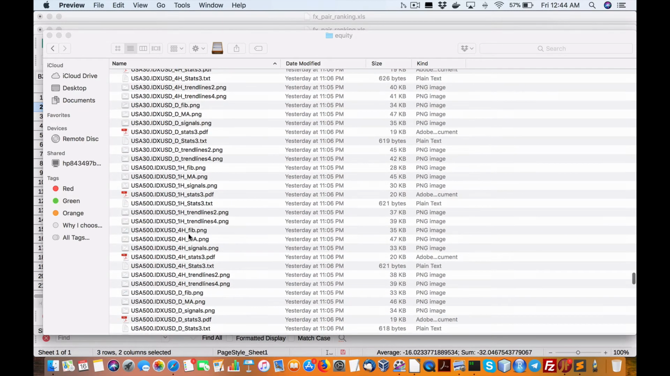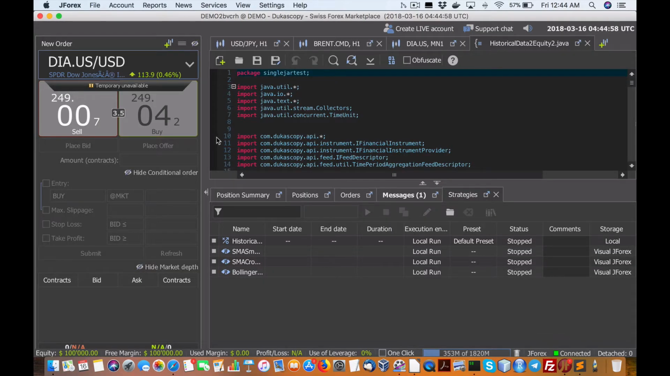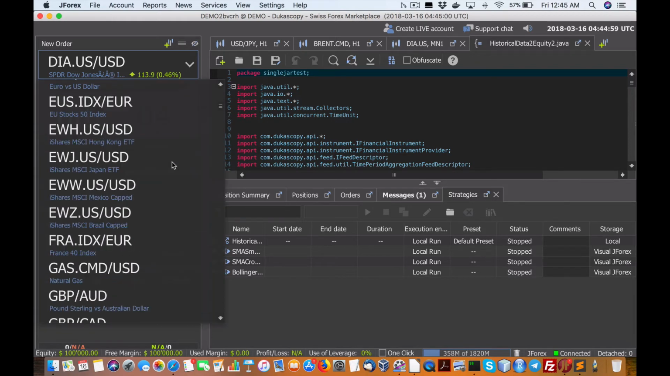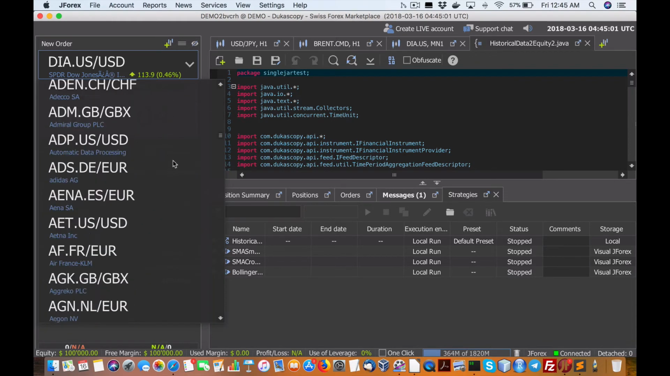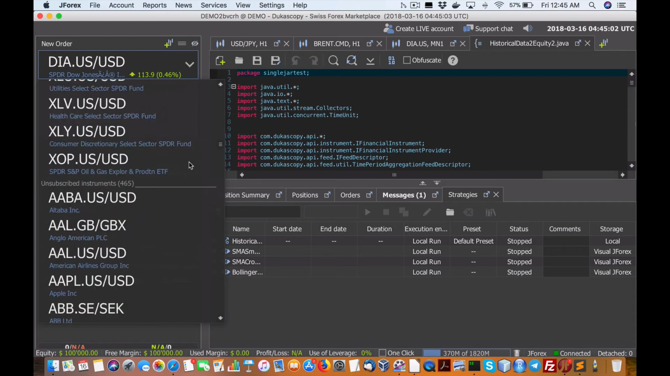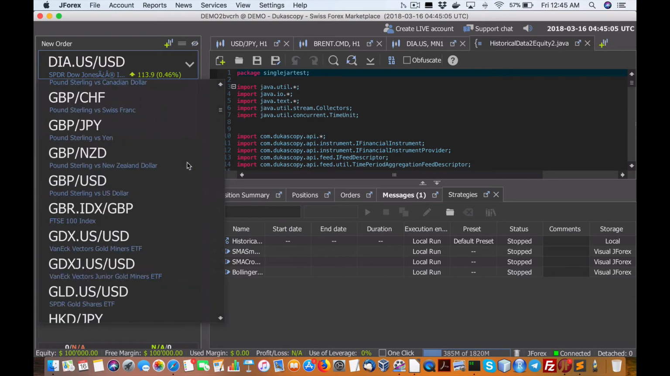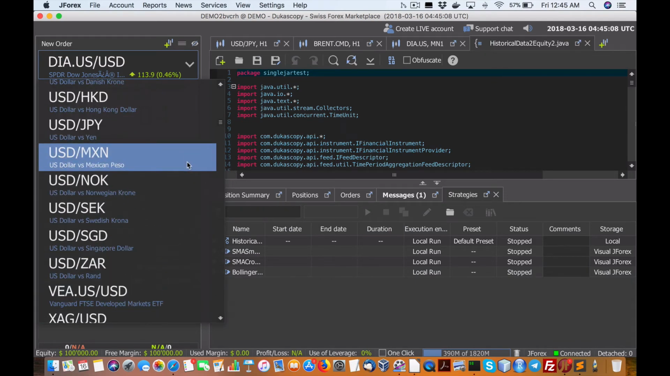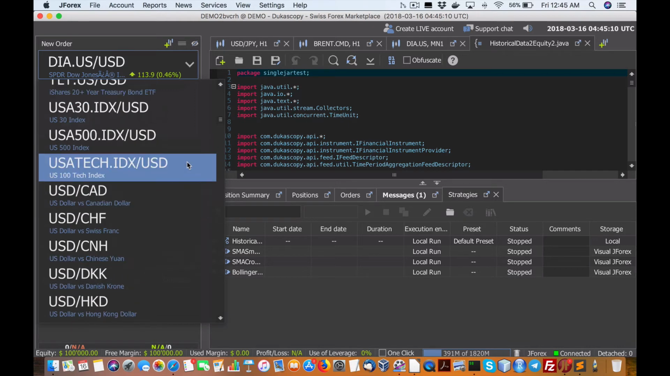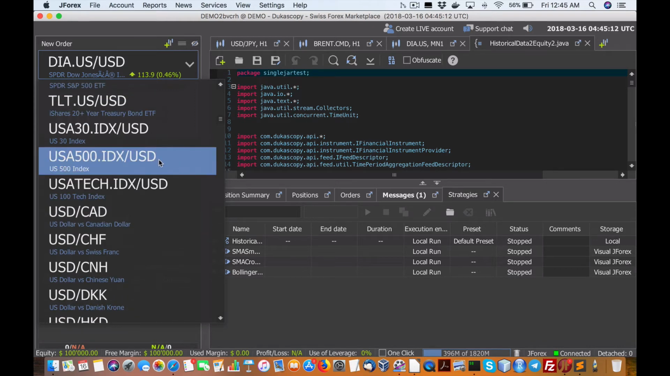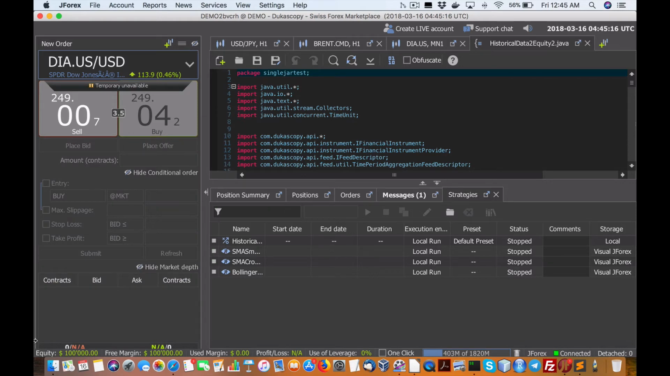Okay, so now we are doing, I believe, the standard. Not quite, but it's the 500 of the US. Let's see what we got here. US 500 index. So I don't know if that's to say that's the equivalent of the Spider.